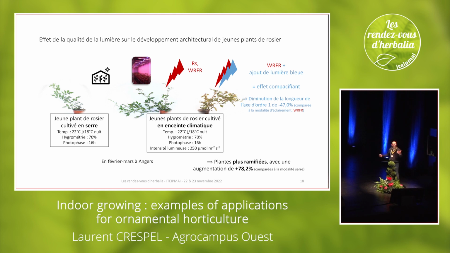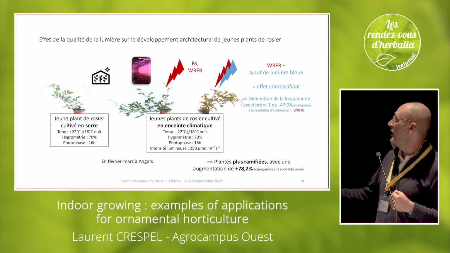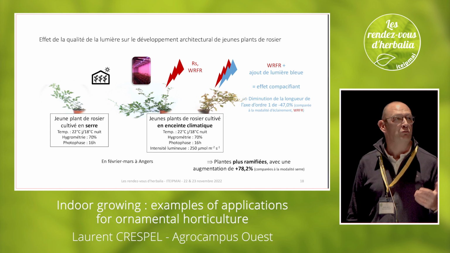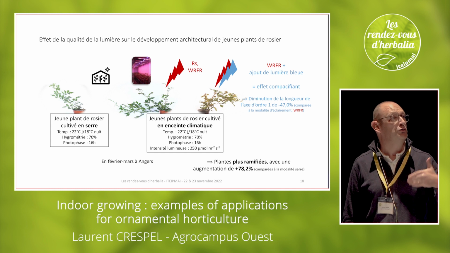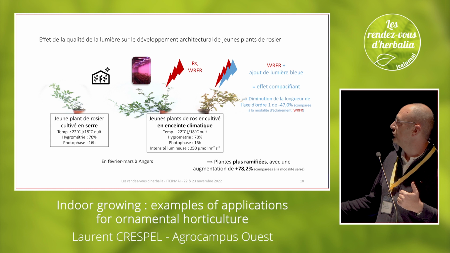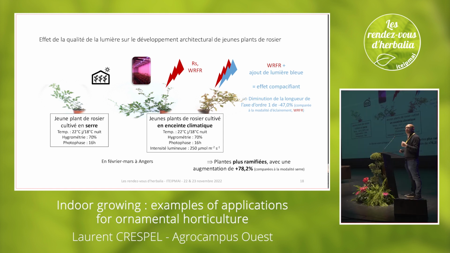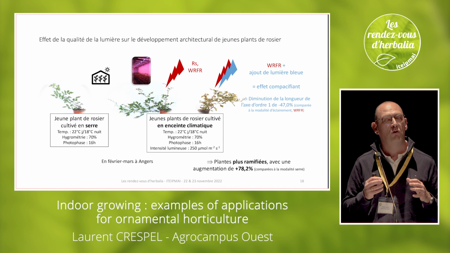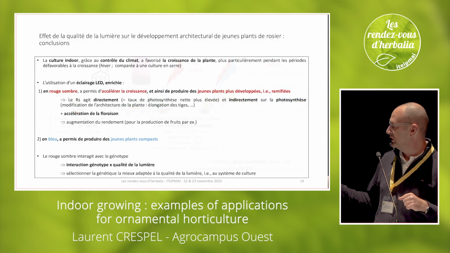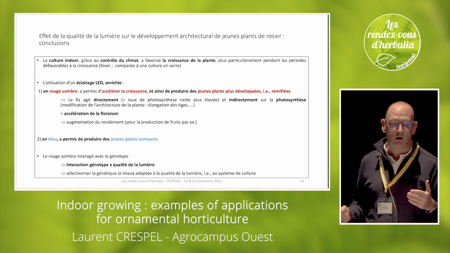To make it clear, you have the plant cultivated with our solution with dark red, and here we added a bit of blue light with its compacting effect. And so we reduced the stem length by 47%. So it's quite significant, and you can see on the picture, here it's longer. And compared with greenhouse culture, you can see that the plants are as compact, with more branches, an extra 78% of number of branches. So we had growth and leaf growth.